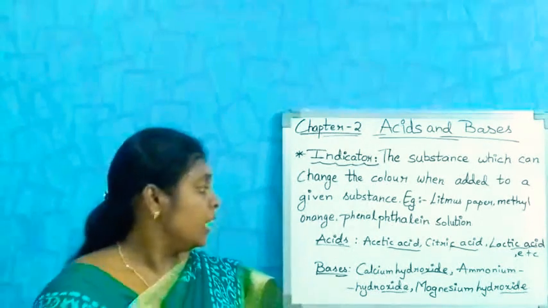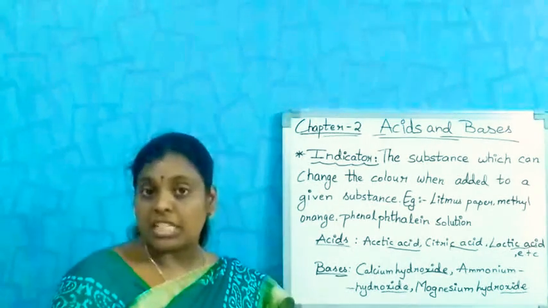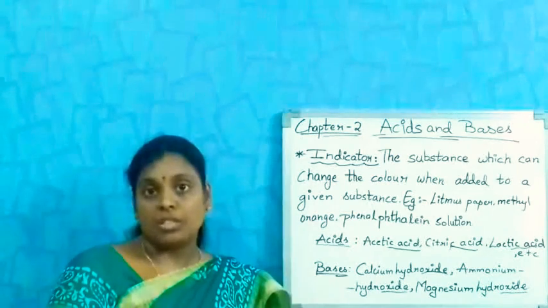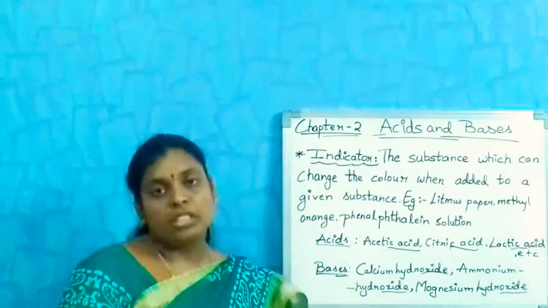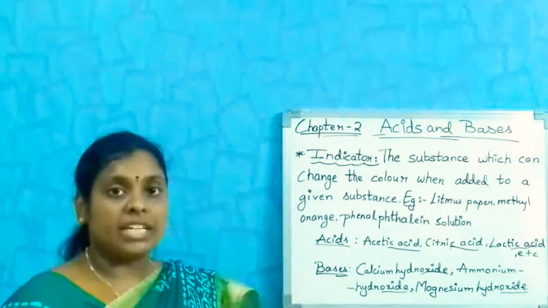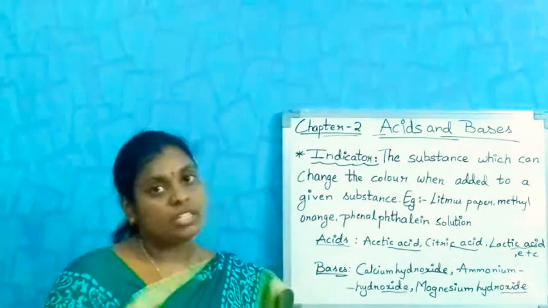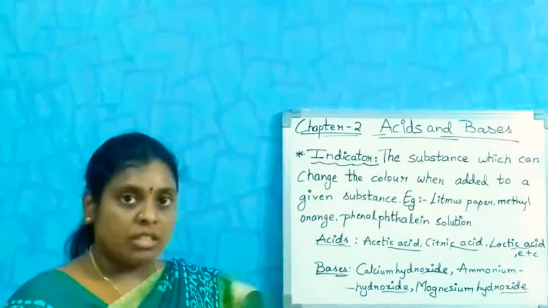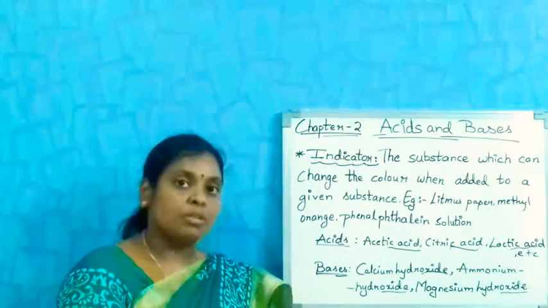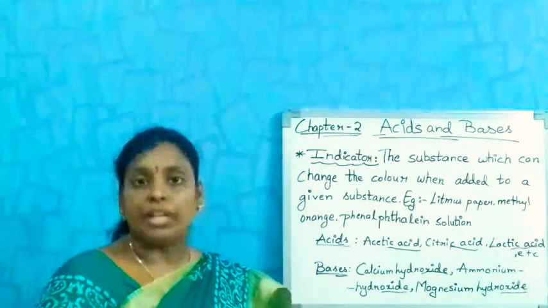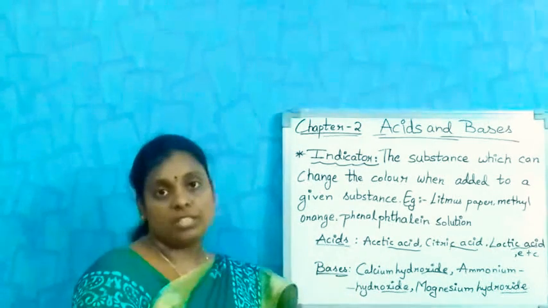But here the lime water is a base. The lime is a base, that's why it is soapy to touch. Not only that, the glass cleaners which contain ammonium hydroxide are also bases, and also soapy to touch. And all soaps contain bases. These are some examples of bases.